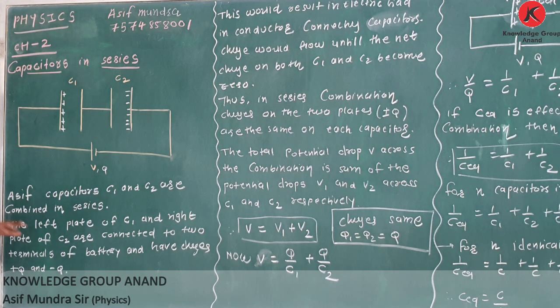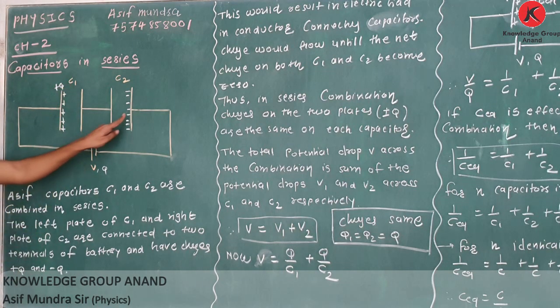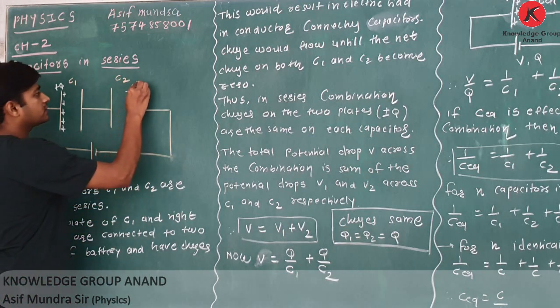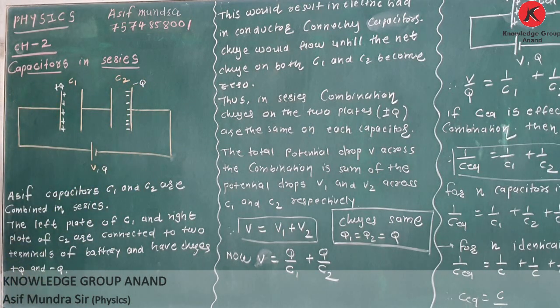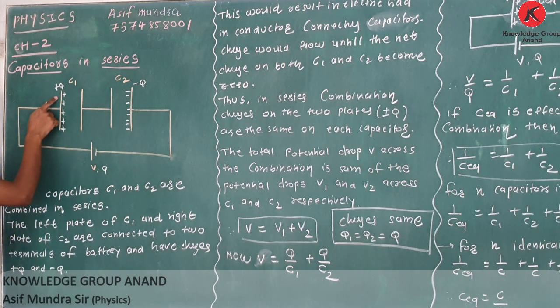Okay, so from this we can say, as this C1 plate is connected with the positive terminal of the battery, positive charge Q is on this plate. This plate is connected with the negative terminal, so there is negative charge minus Q on this. So the plates of C2 connected to the terminals of the battery have charges plus Q and minus Q respectively. Clear? This plate is connected with the positive terminal, this plate with the negative terminal. So on this plate plus Q charge, on this plate minus Q charge.